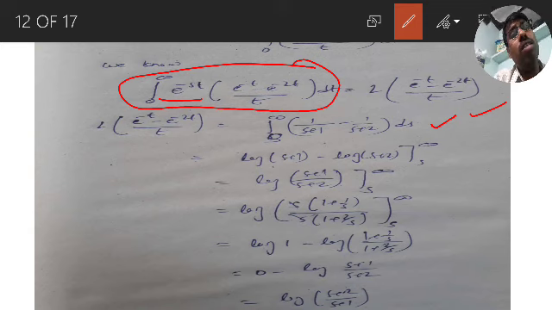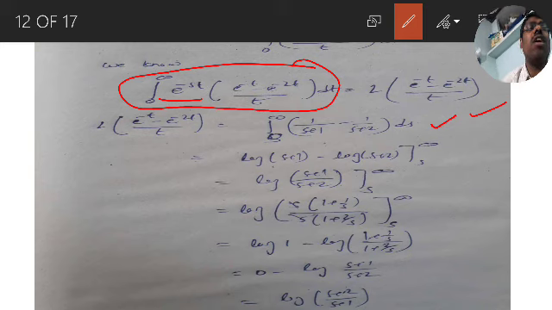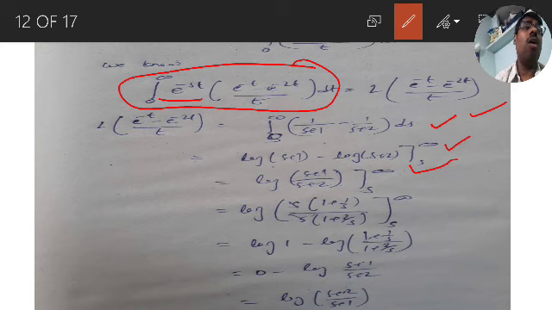Integration of 1 by s is log s. So it is log of s plus 1 minus log of s plus 2 from s to infinity. Log x minus log y is log x by y. Therefore log of s plus 1 by s plus 2 from s to infinity. If you substitute upper limit minus lower limit, the upper limit gives infinity by infinity, which is undetermined.